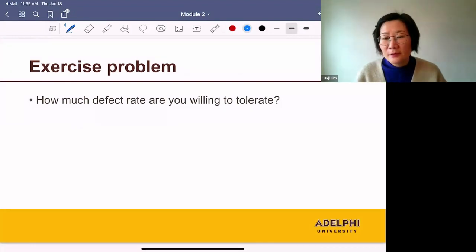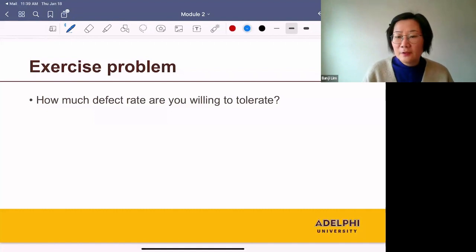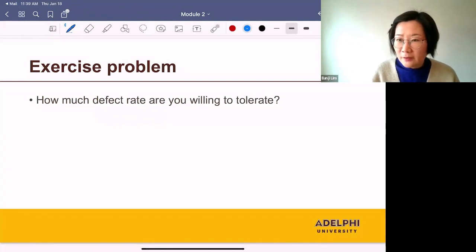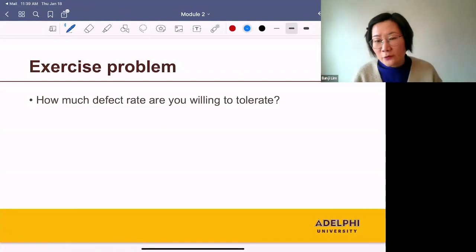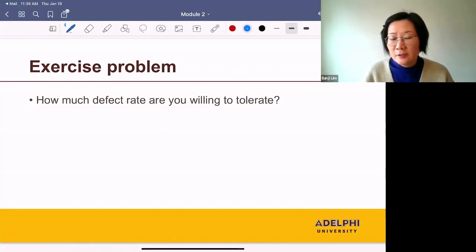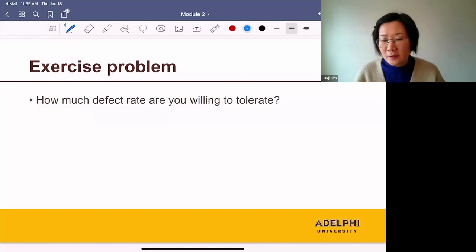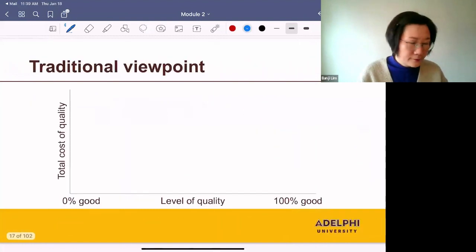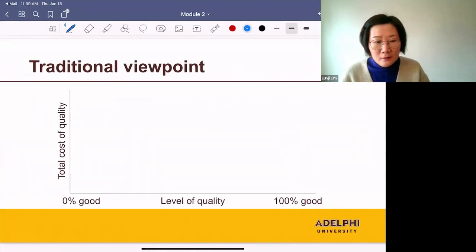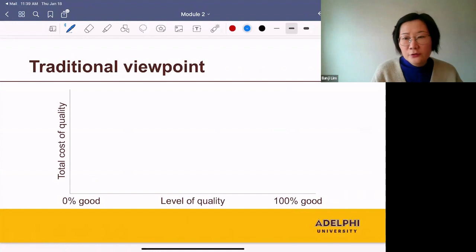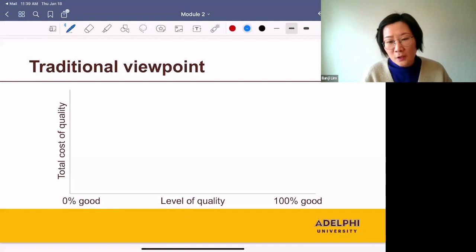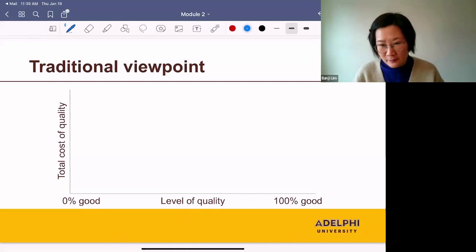To answer this, there is the traditional viewpoint and there is the current viewpoint. The traditional viewpoint is we should be able to tolerate some level of defect. And the current viewpoint is that any defect is expensive, so we should target 100% defect free. So let's talk about the details. The defect rate is related to the cost of quality. Let's find the relationship between the cost of quality and the defect rate.